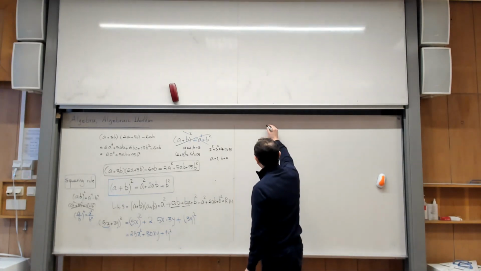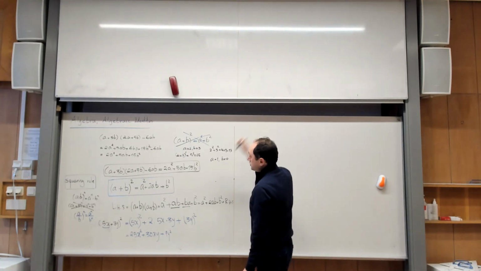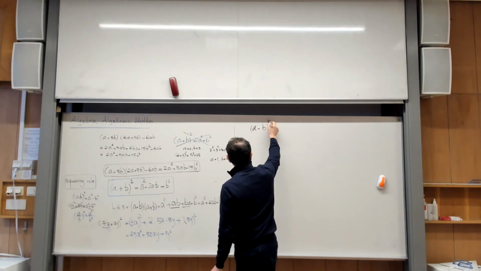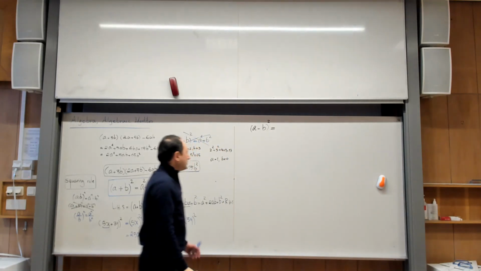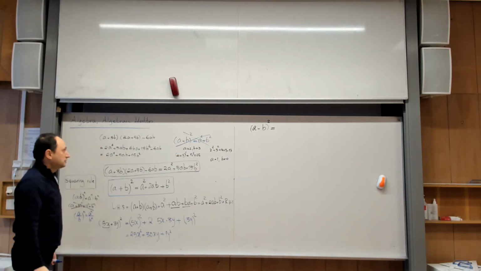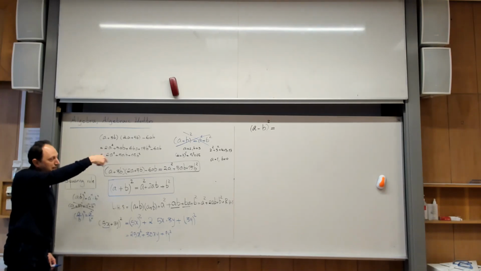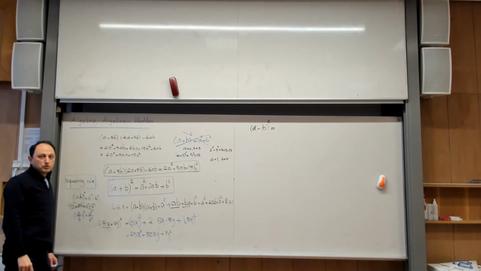So the point is that if I want to write something similar to this, but for the difference rather than the sum, what will happen in the future, do you think, if I calculate everything? Yes? It takes time. It takes time to do everything all over. Yeah. I mean, what happens at the end? What is the answer at the end? What is your guess? A squared minus 2ab plus b squared. Yes, exactly.